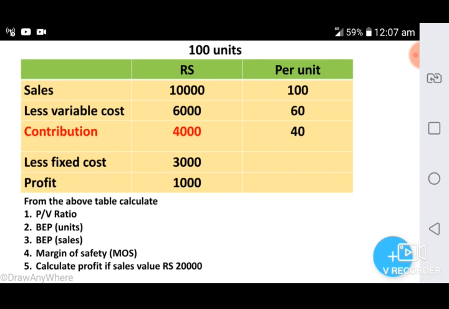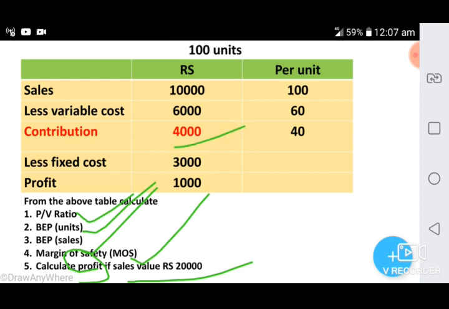Okay, an example. From the above table, calculate PV ratio, BEP in units, BEP in sales, then margin of safety, MOS. Calculate profit if sales value is rupees 20,000. This is a simple statement of marginal cost. Sales less variable cost, that means 10,000 minus 6,000, 4,000 contribution. Less fixed cost 3,000, that means profit 1,000. Then let's see how to calculate these five terms.